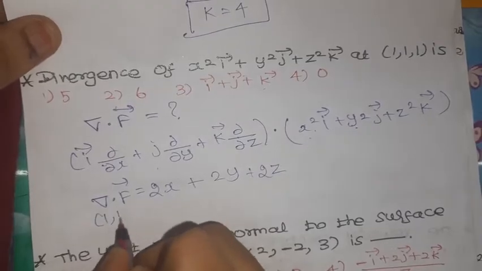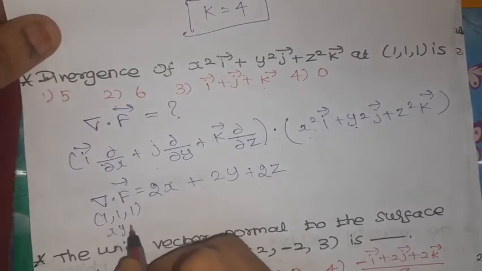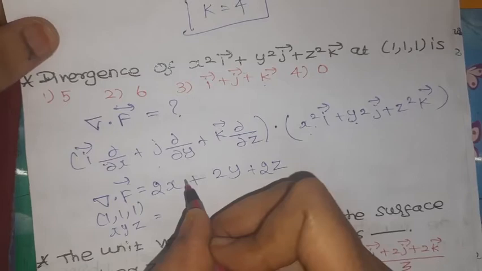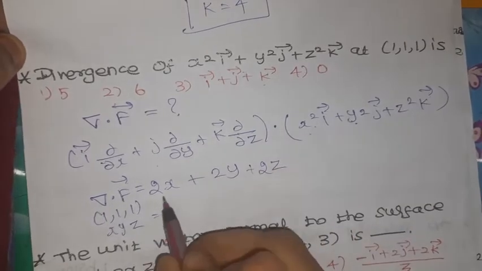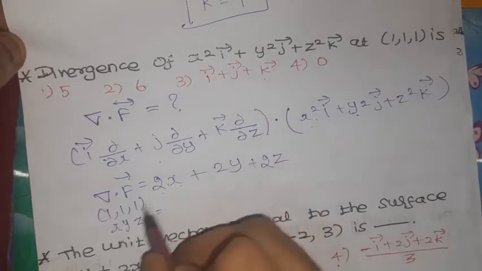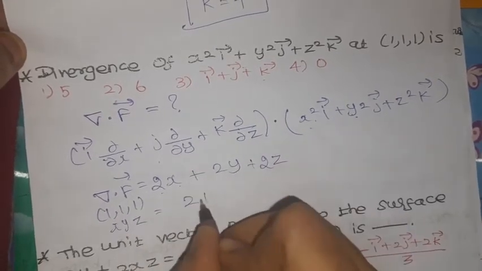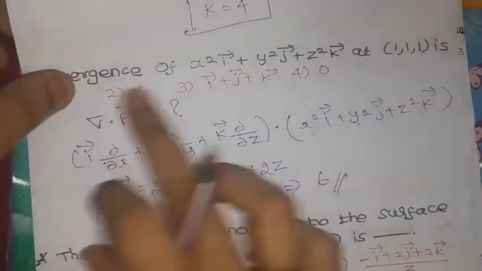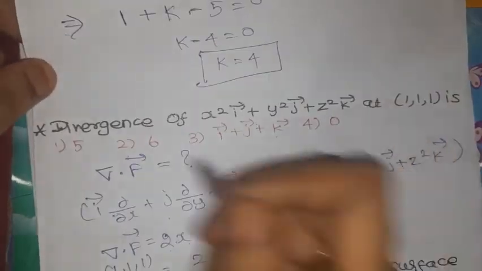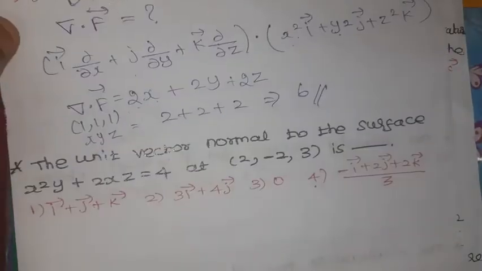The divergence of the given vector, the point value is 1, 1, 1. So substitute x, y, z in 2x, 2y, 2z. In place of x, y, z, 1, 1, 1, what we will get? It is 2, 2, 2 only. So 6. So divergence of this vector at the given point is nothing but 6. Option 2, 6 is the right option.